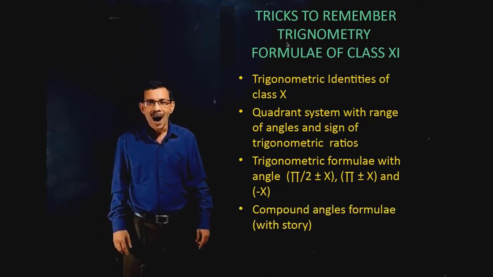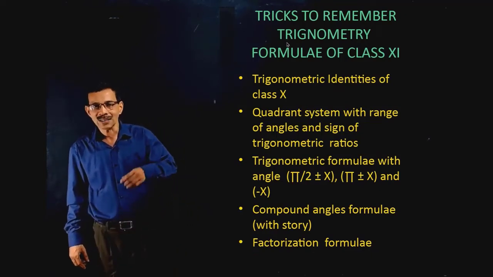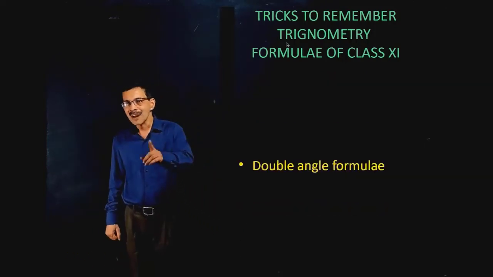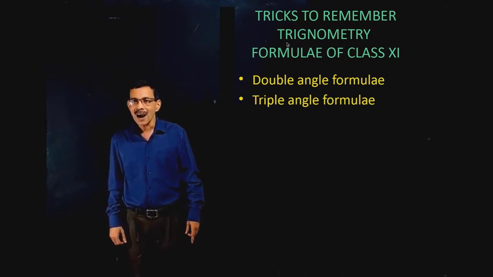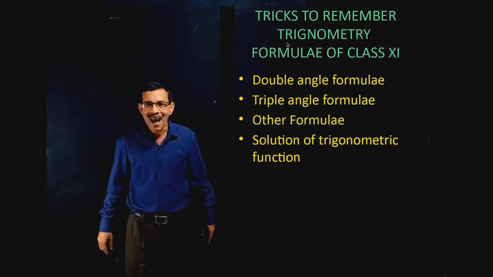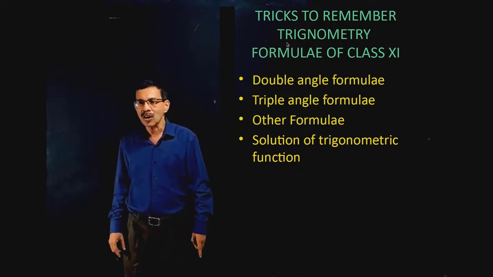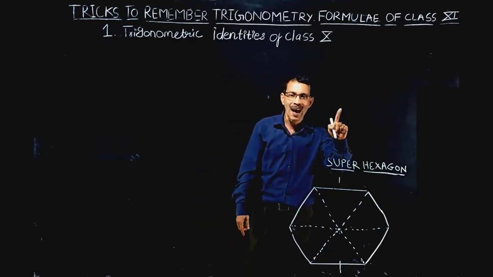Number 4, we will see how to remember compound angle formulas. Number 5, we will see how to remember factorization formula. And number 6, the tricks to remember defactorization formula. In number 7, we will discuss how to remember double angle formulae. Number 8, how to remember triple angle formulae. And number 9, how to remember the other formulae. And number 10, that is in the last, we will see how to remember the formulae for finding the trigonometric solutions. Now we will see the tricks to remember trigonometric identities of class 10.